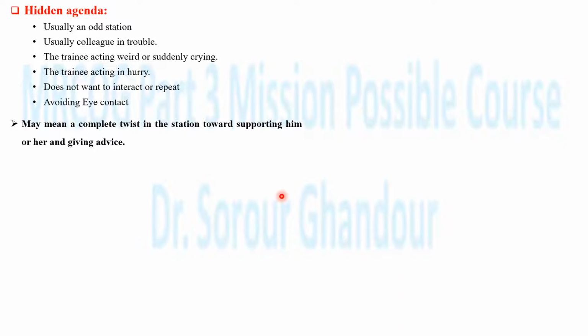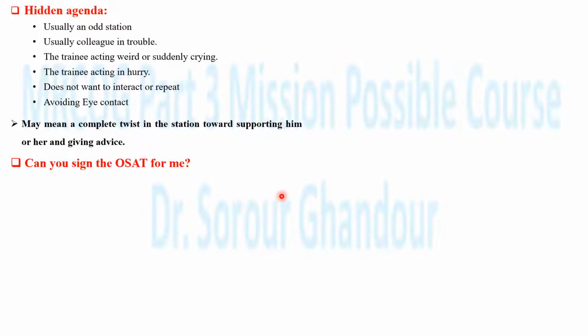Usually a colleague in trouble will act weird, or suddenly she will cry. Or the colleague will act in a hurry, wanting to finish as soon as possible. It's not interacting, it's avoiding eye contact. This means a complete twist in the station. You need to forget about what you need to do and concentrate on supporting him and giving him advice.